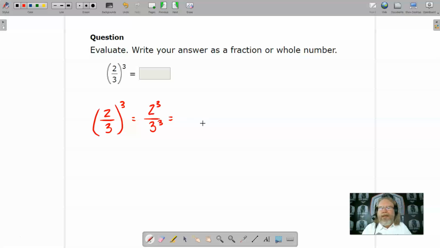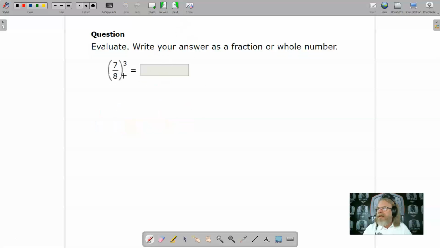Now we could go ahead and simplify this. And 2 to the 3rd is 2 times 2 is 4, times 2 is 8, so that's 2 cubed equals 8. And 3 to the 3rd, well, 3 times 3 is 9. 9 times 3 is 27. So let's go ahead and put in our 8 over 27. That would be our final answer.